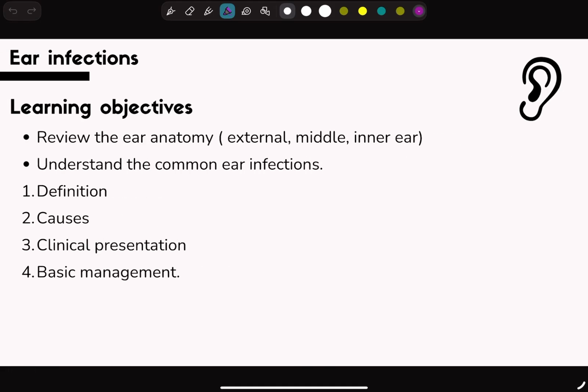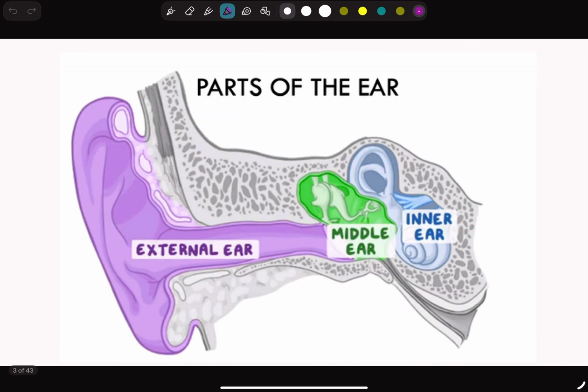We will initially start with the ear infections. We'll have a look at the anatomy of the ear, and then we will go into the common ear infections, definition, causes, clinical presentation, and basic treatment.